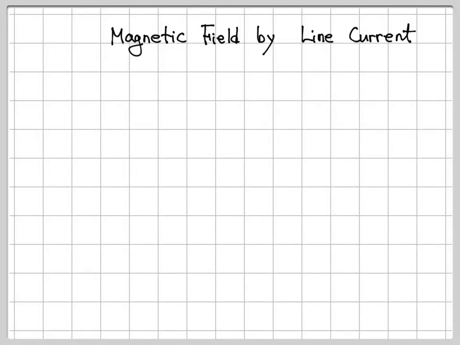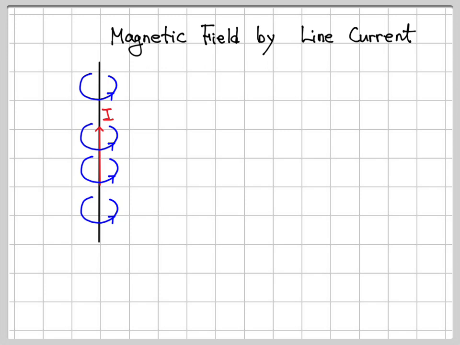In this lesson, we're going to learn how to find a magnetic field caused by a line current. There is a wire, and the current is flowing through the wire. Let's say the current is I, then this current causes a magnetic field around it.